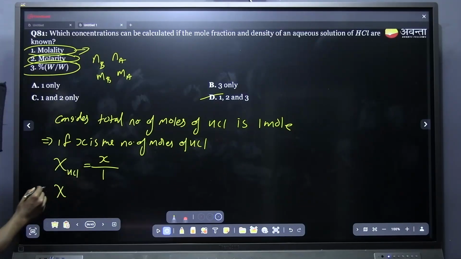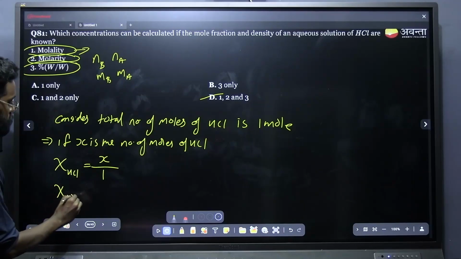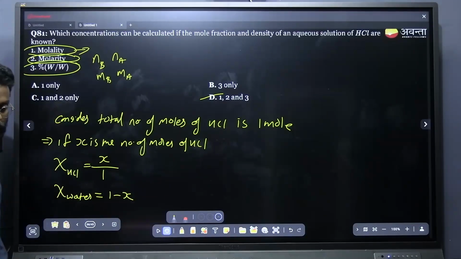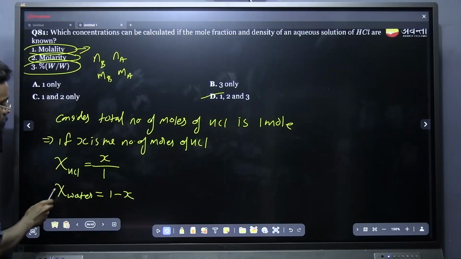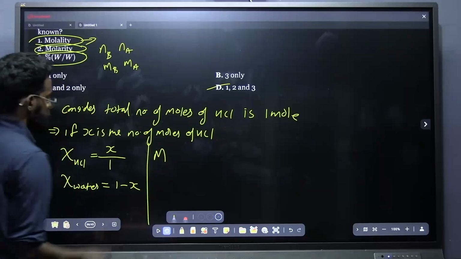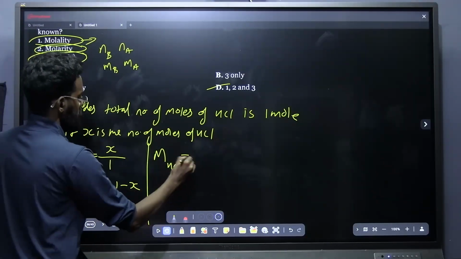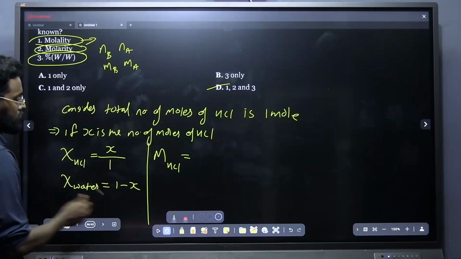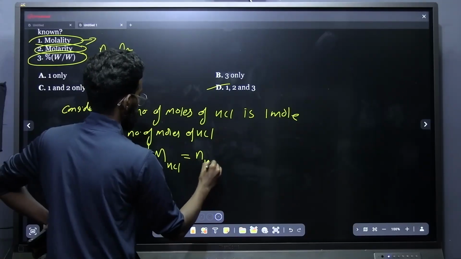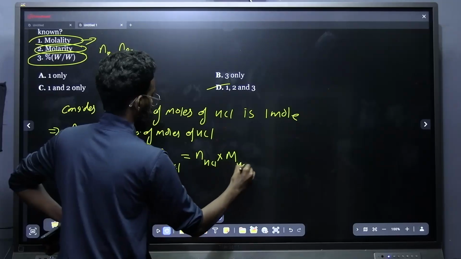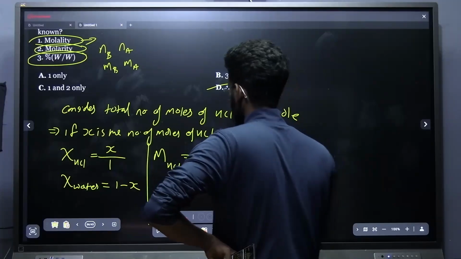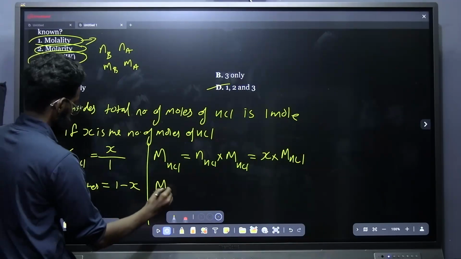Then what about the mole fraction of water? It is equal to 1 minus X. Mole fraction of water is 1 minus X, which means mole fraction and number of moles become equal here, at this point. Then how can we find out the mass of HCl? Mass of HCl is number of moles of HCl into molar mass of HCl. That is X into the molar mass of HCl, that you already know. And how to find out the molar mass of water?